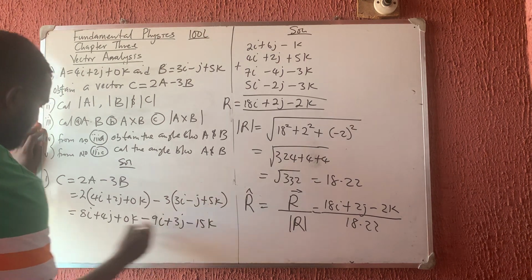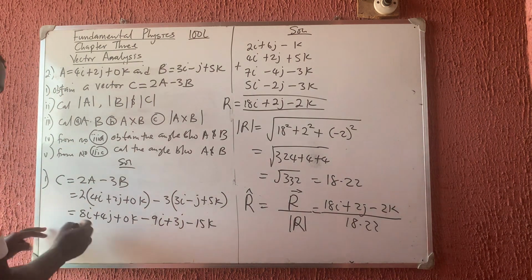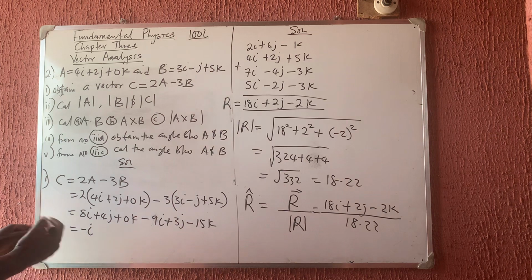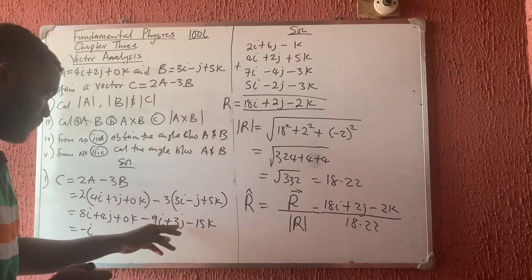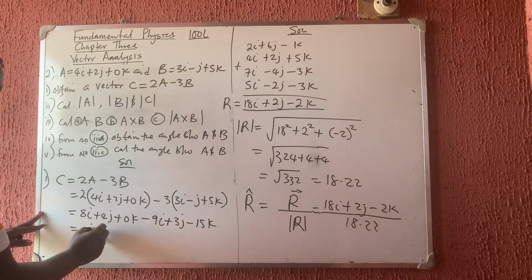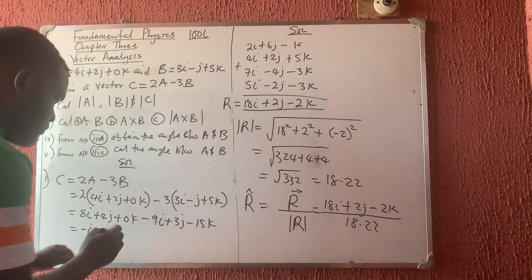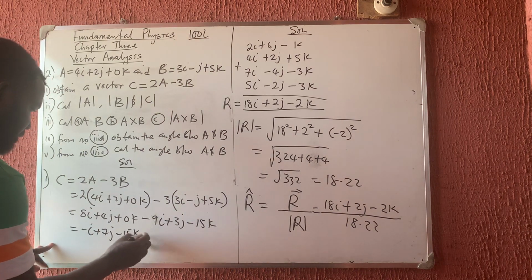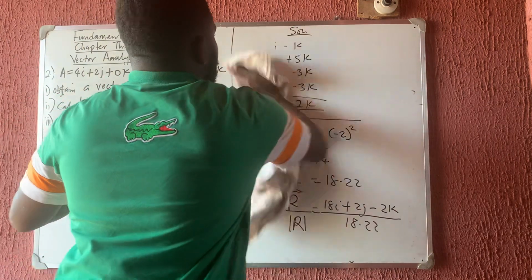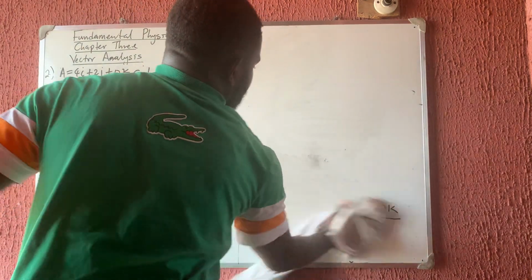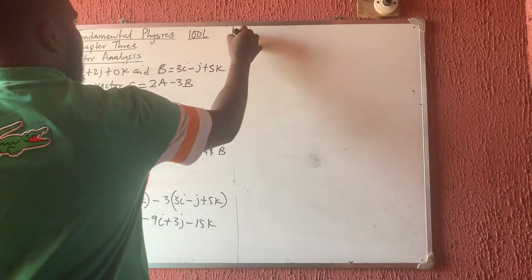Minus 15K. So if we do that now, I to I, 8 minus 9 will give you minus 1I, but nothing like 1I, just minus I. Then 4 plus 3 will give you what? 7, plus 7J. Then 0 minus 15 will give you what? Minus 15K. So this is very, very simple. We move to the next question, the B part of the question. So we'll go to question number II.